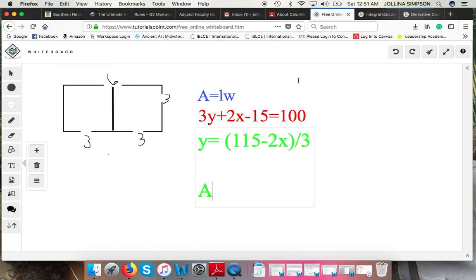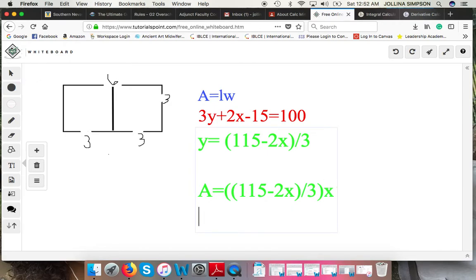So remember up here we had area equals length times width, so basically x times y. So we're going to do area, and then we're going to plug in the equation that we just got, which is 115 minus 2x all over 3, with that whole thing multiplied by x. Here, I'm going to put another set of parentheses there so we can see what's going on. Multiplied by x. All right?